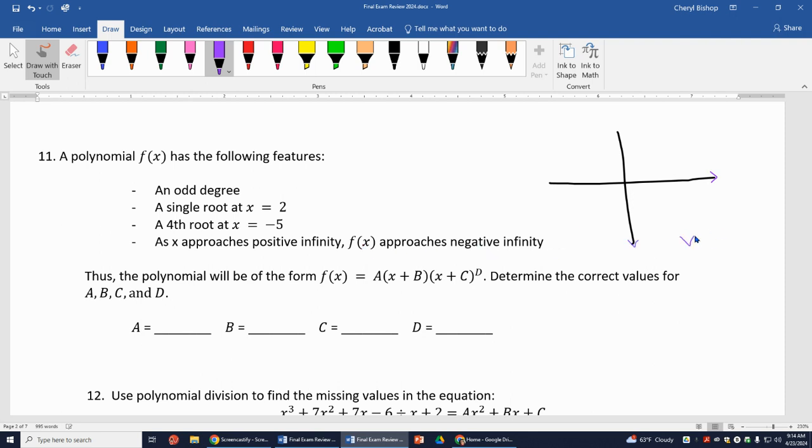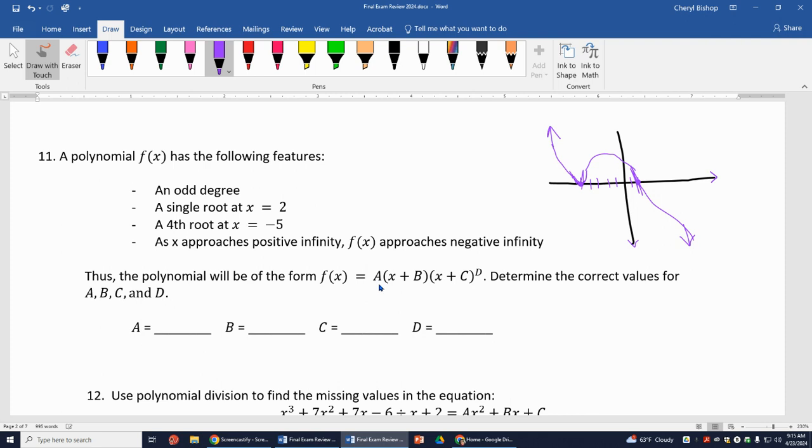So I know my graph is going to end up over here somewhere and it's going to go up over here somewhere, and it's going to do something in the middle. I know it's going to have a single root at x equals 2 and a 4th root at x equals negative 5. Here it's going to do a U shape, and here it's going to go straight through. So we're going to look something like this, where that's straight and that's vertex looking.